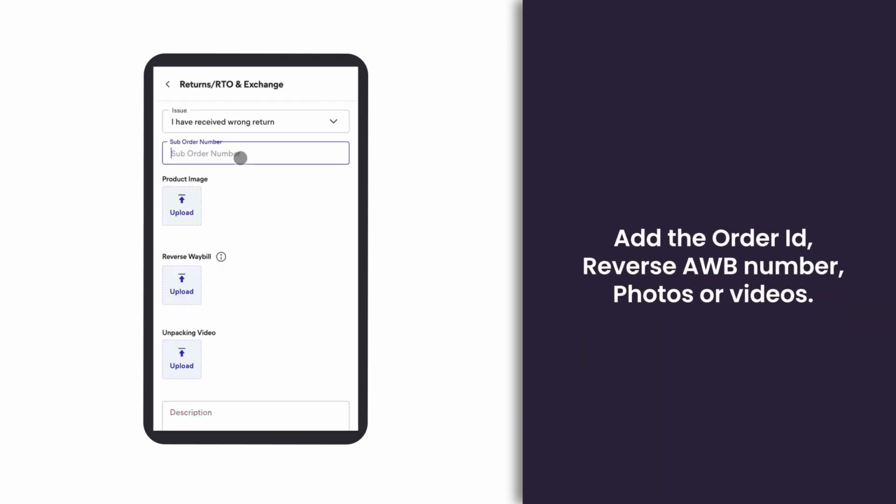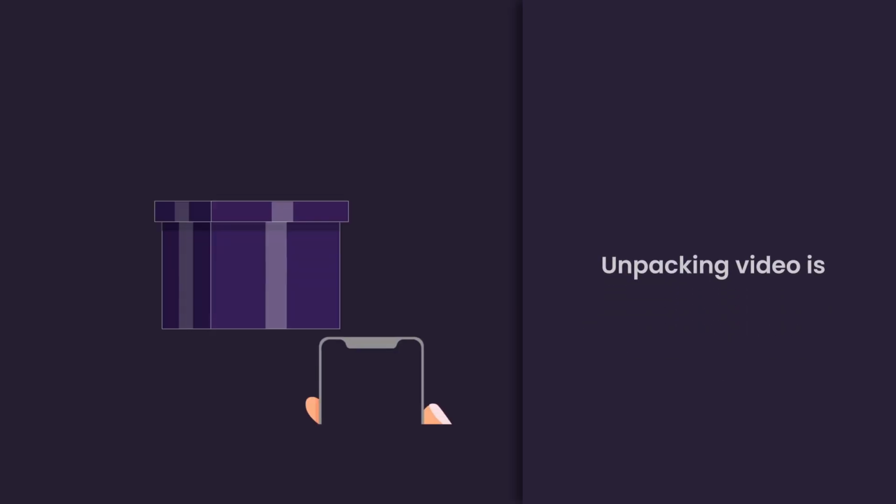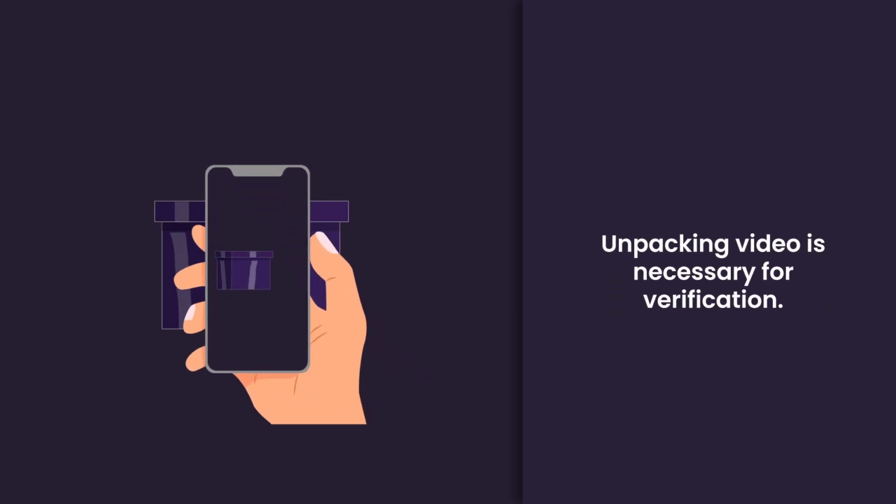Send us the order ID, reverse AWB number and photos and videos of the returned product. And we will look into the case and refund your amount if your request is proved valid. Remember, always take an unpacking video for all your returned products. If you are unable to produce an unpacking video in case of a faulty return, then we won't be able to process your request.